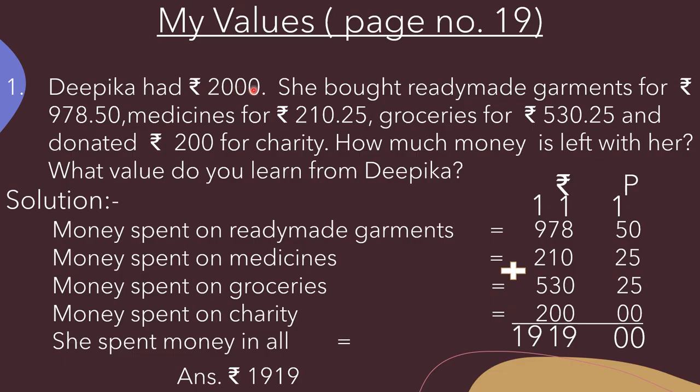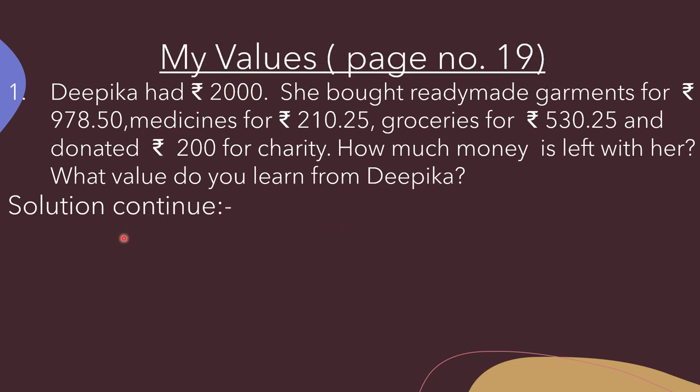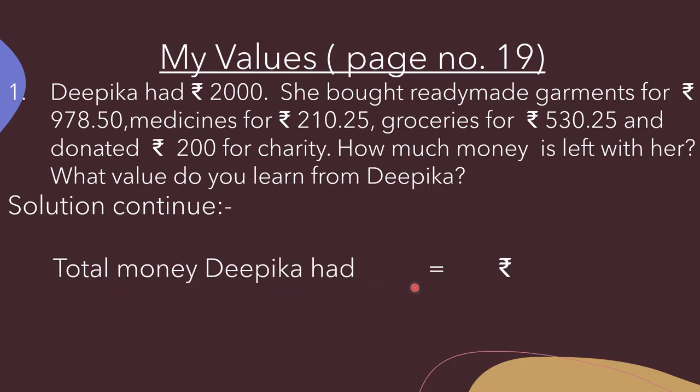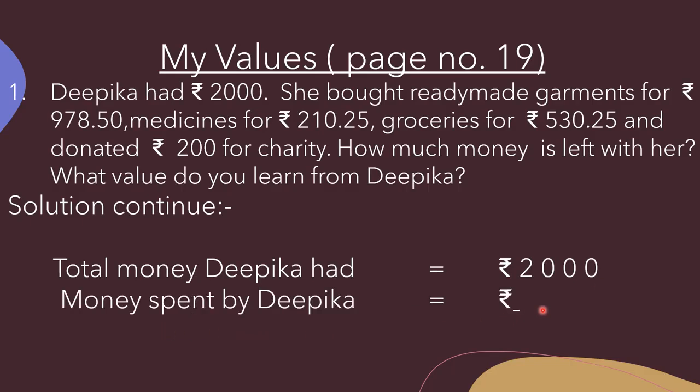Deepika had rupees 2000. Now we have to find out the money that is left with her. So for that we need to subtract 1919 rupees from rupees 2000. Okay, that is, again we need to write the total money Deepika had, that is equal to rupees 2000. Okay, and money spent by her, that is rupees 1919. Now we have to subtract.